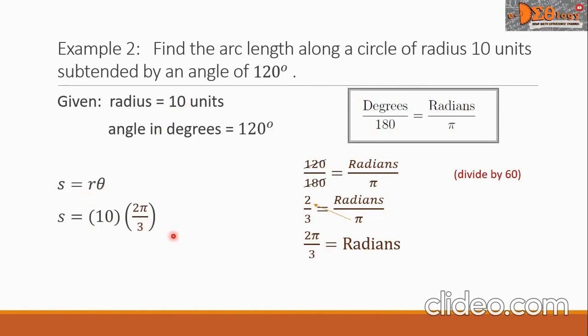From here, we will simplify further. 10 times 2 pi will get 20 pi over the denominator 3. We will just copy. So the arc length equals 20 pi over 3. We will simply attach our unit of measurement. In here, it simply says units, so we will copy that. This is our final answer.